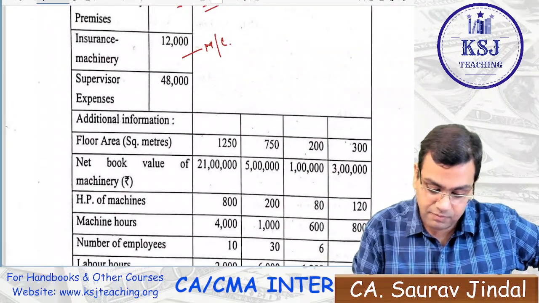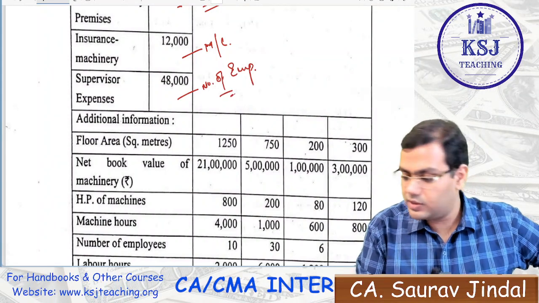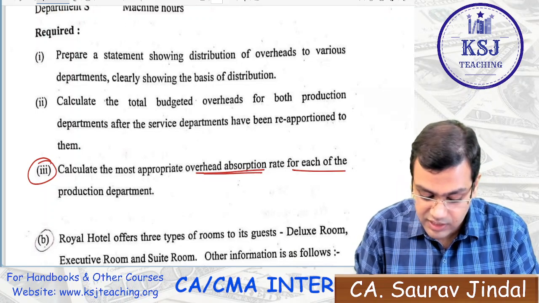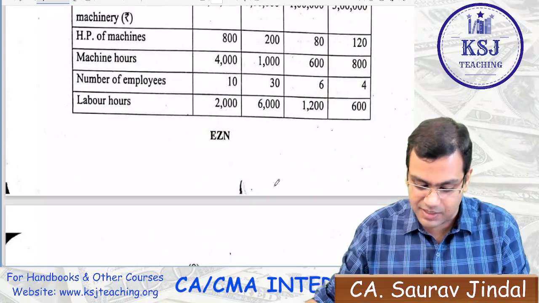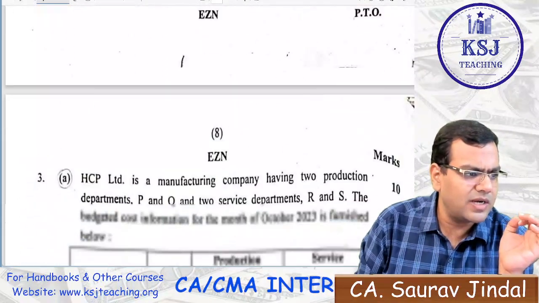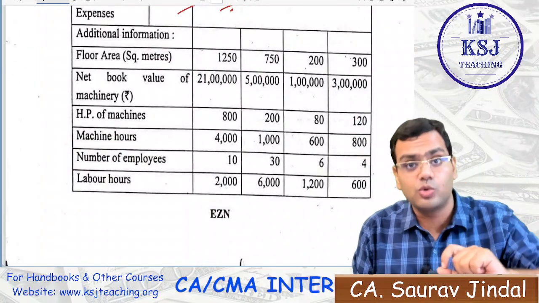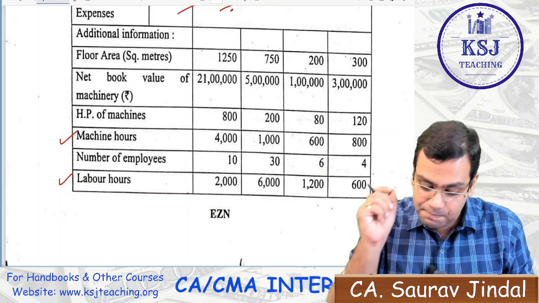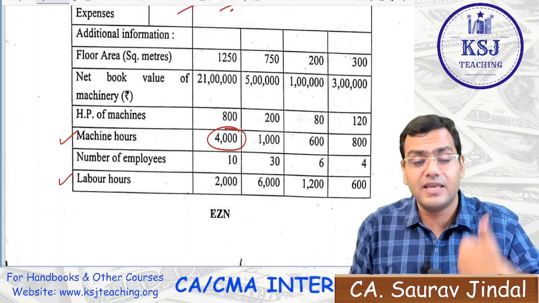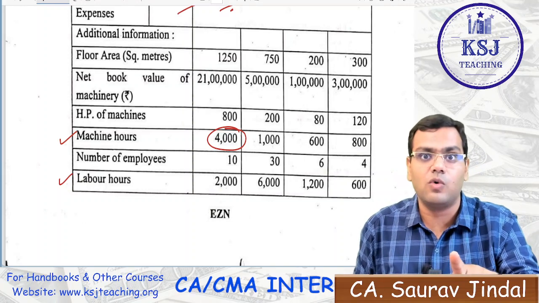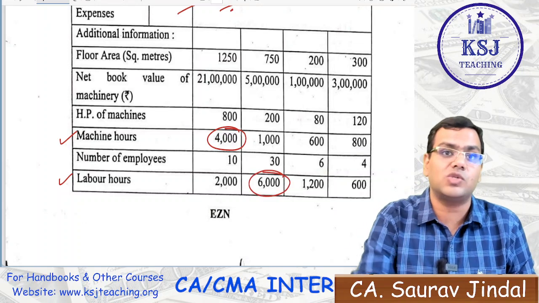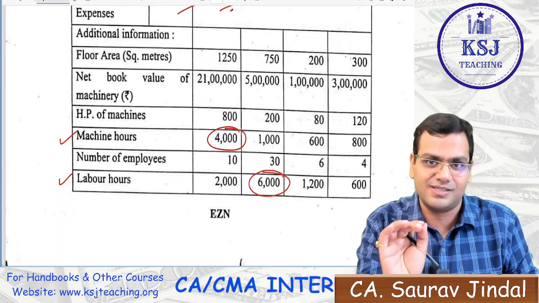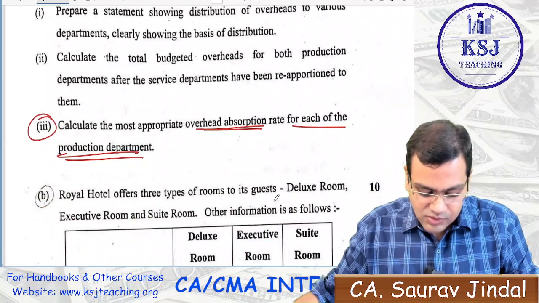Now, there is one specific point in this question. What is that point, sir? Read the last point. He says, calculate the most appropriate overhead absorption rate for each of the production departments. So, how many production departments? 2 production departments. For the first production department, P, what will you choose as the absorption rate? There can be 2 things. One is the machine hours, another can be labor hours. P is machine intensive, so in case of department P, I will go for the machine hours for the absorption of overheads. And Q is a labor intensive department, so I will go with the labor hours in this case. If you have taken something differently, then you might lose marks. So this was the requirement, rest everything was simple.